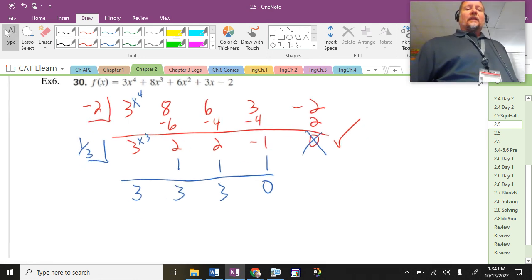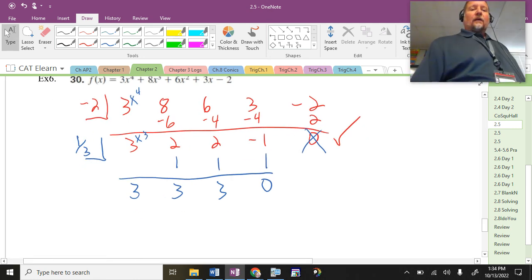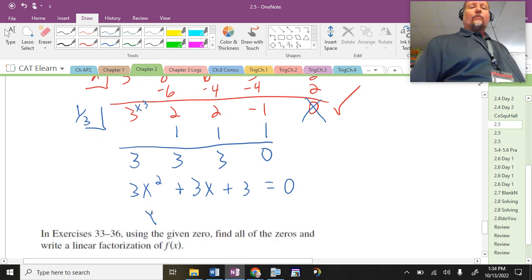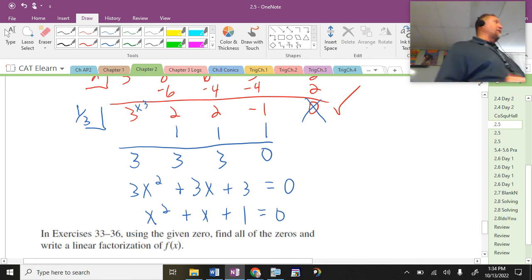And now I have something even goofier I have to show you. But it comes to writing the linear factorization. But let's continue and find the remaining zeros. By the way, what do all of these have in common, which is obvious? 3. So actually, I'm going to divide out a 3. And then does anything multiply to 1 and then those same two numbers add to be 1? No. So here we go again.